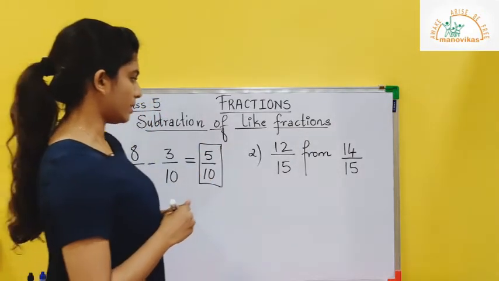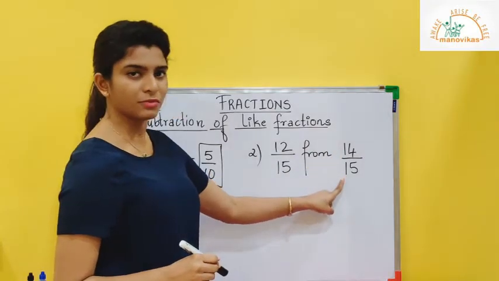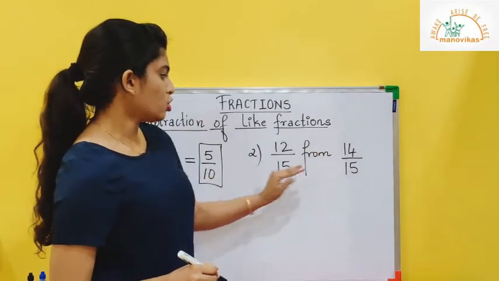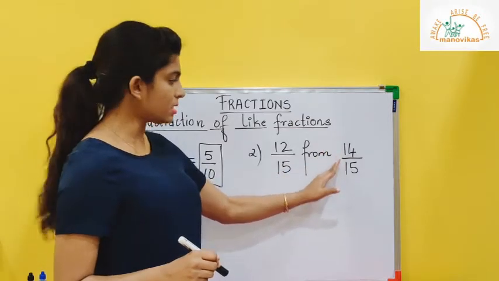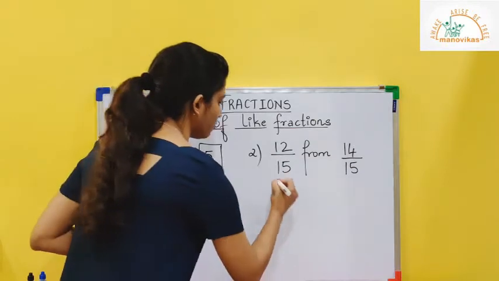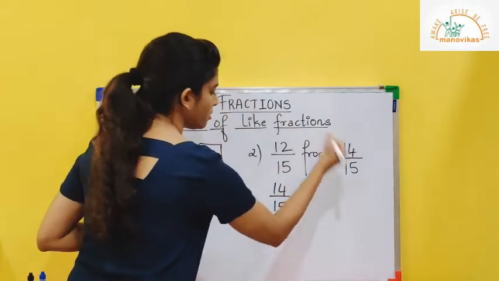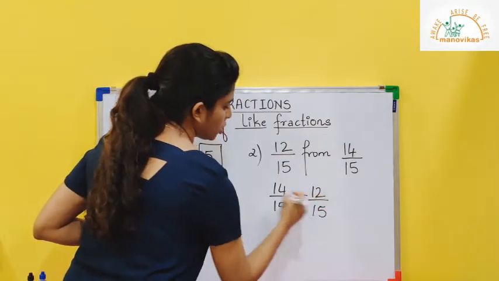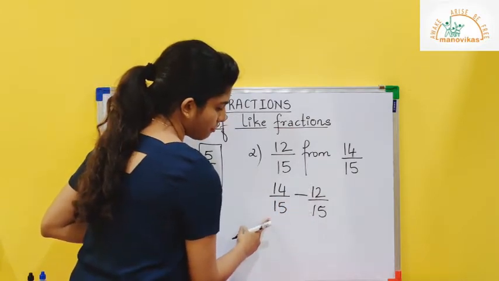Let's look at the second one. 12 upon 15 from 14 upon 15. So we have to do subtraction from this number. When it is 12 upon 15 from 14 upon 15, this number is the bigger number. So this number I have to write first. So I write 14 upon 15 minus 12 upon 15. So I have to subtract 12 upon 15 from 14 upon 15.